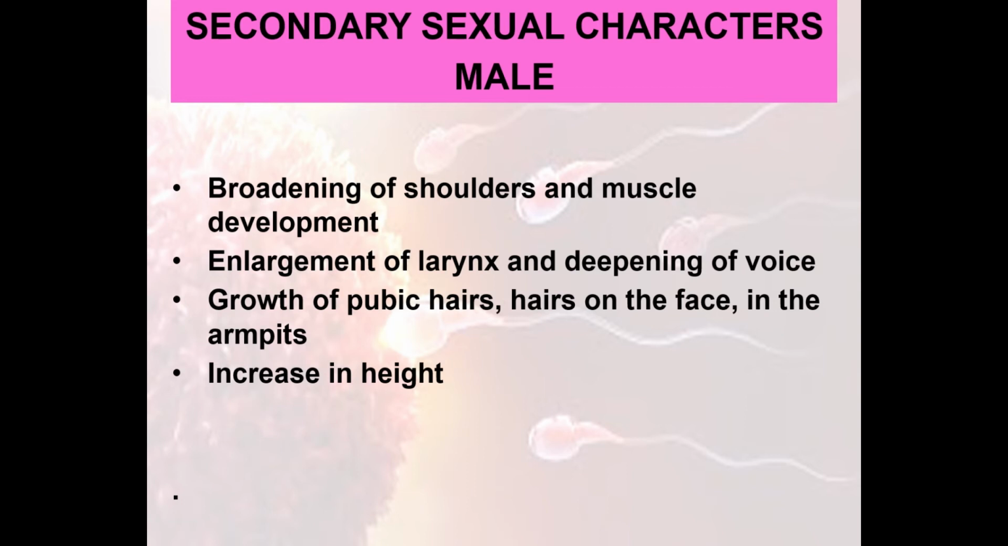Some of these secondary sexual characters in male are broadening of shoulders, enhanced muscle development, enlargement of the larynx. As a result, there is deepening of the voice, growth of pubic hair, hair on the face, in the armpit, and there is a sudden increase in the height. All these changes are because of the hormone testosterone secreted by gonad testes.